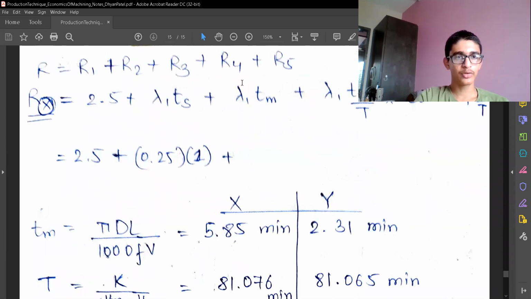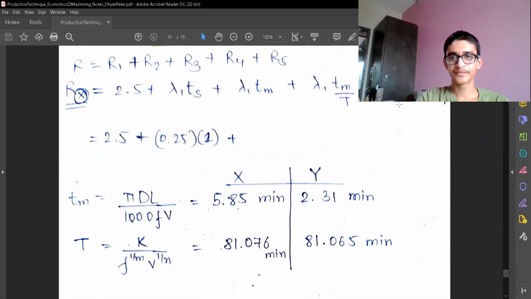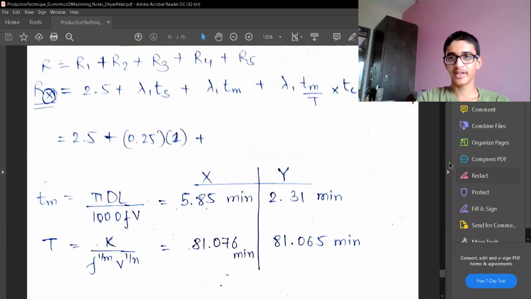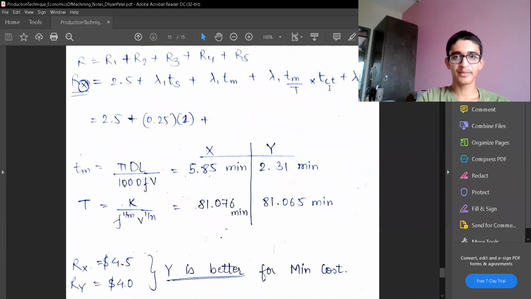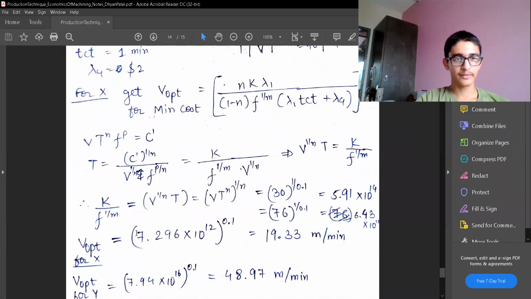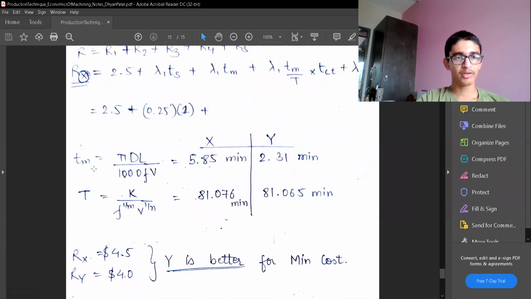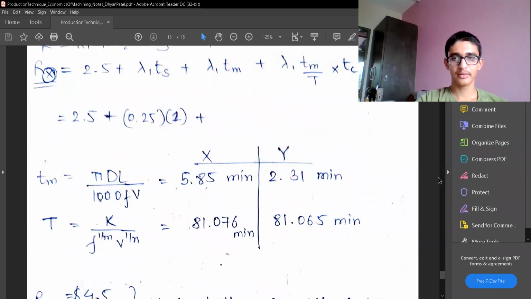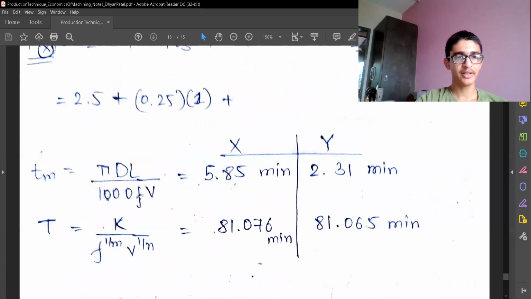So we need to find the total cost. The total cost expression is this, which is already known to you. Let me just show that expression again. This is the total expression. R1, R2, R3, R4, R5 are given, and we already have the optimum speed. We can also find the optimum feed rate and substitute in the total cost expression.